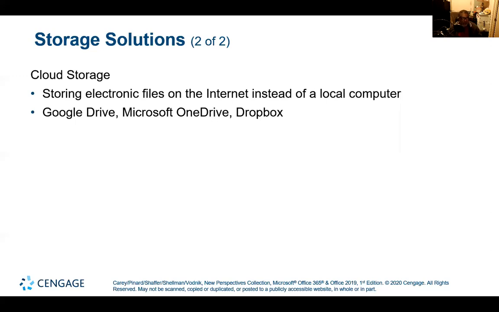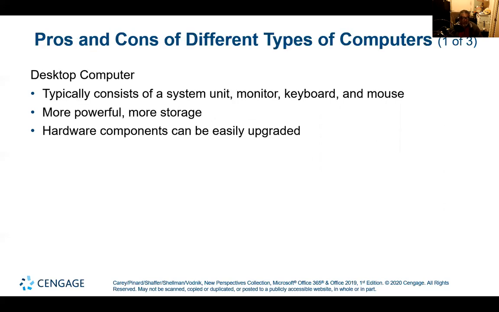And of course, out there is cloud storage. Cloud storage is something that we all have to get involved with these days because a lot of things are sent up to the cloud. It means storing electronic files on the internet instead of the local computer. Google Drive, Microsoft OneDrive, or Dropbox are examples of cloud storage locations.